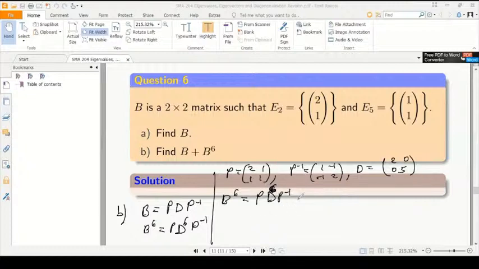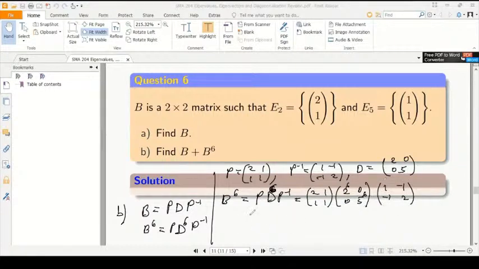This is the same as P, which is [2, 1; 1, 1], and then D, which is [2, 0; 0, 5]. Now we raise this 2 to 6 and this 5 to 6, because 0 raised to 6 is just 0. So we just raise the elements along the diagonal, and then multiply by P inverse, which is [1, negative 1; negative 1, 2].